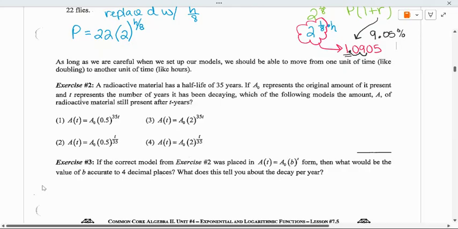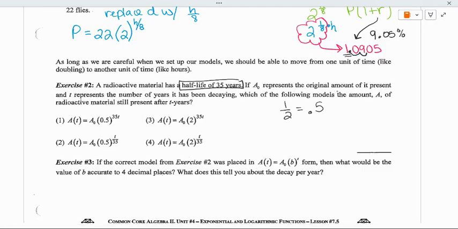So radioactive material has a half-life of 35 years, meaning that every 35 years it's cut in half. Exactly. So the multiplier is 1/2 or 0.5. That's what it means by half-life, okay? If A sub 0 represents the original amount present and t represents the number of years it's been decaying, which of the following models represents the amount of A, the radioactive material, that's present after t years?